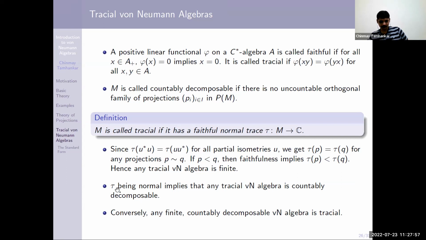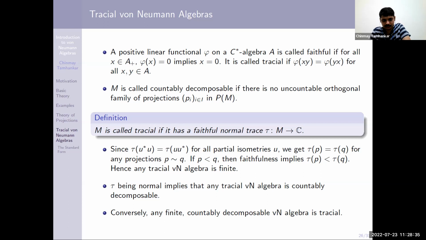And the faithfulness and normality of this tau also implies that any tracial von Neumann algebra is countably decomposable. Because if tau of Pi is non-zero for every Pi, then the normality will imply that tau applied to the sum of all these Pi is infinite. So any tracial von Neumann algebra is countably decomposable, and conversely, any finite and countably decomposable von Neumann algebra is tracial. The proof of this is quite involved, so we will not go through it here.